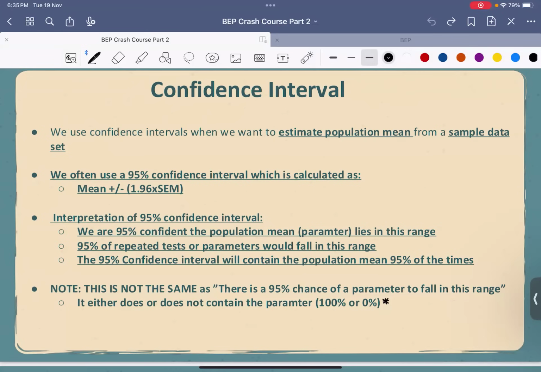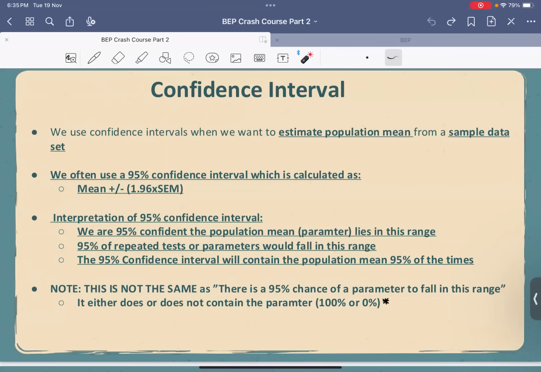And we'll understand a bit more when we look at the examples. Okay, another interpretation of the confidence interval is that 95% of repeated tests or parameters would fall in this range, okay? And another interpretation is that the 95% confidence interval will contain the population mean 95% of the time. Why am I saying the same thing again in 3 different ways? Because these are the ways they ask about it in the final exam, and you need to memorize it word for word like your name, because this is exactly how it's going to come in the exam. And the other 4 options are going to look very similar to these. They're not going to be very different. So you need to memorize those word for word.